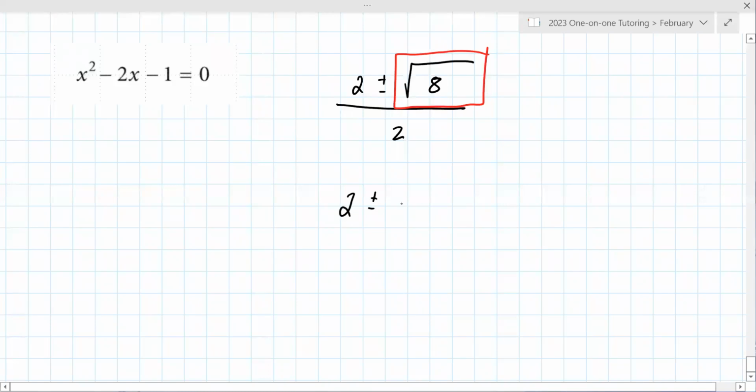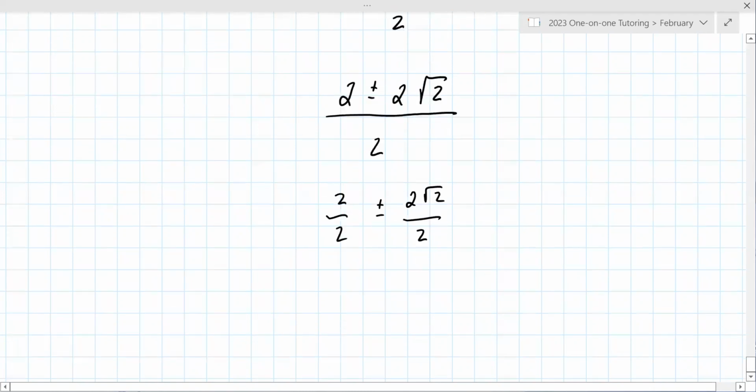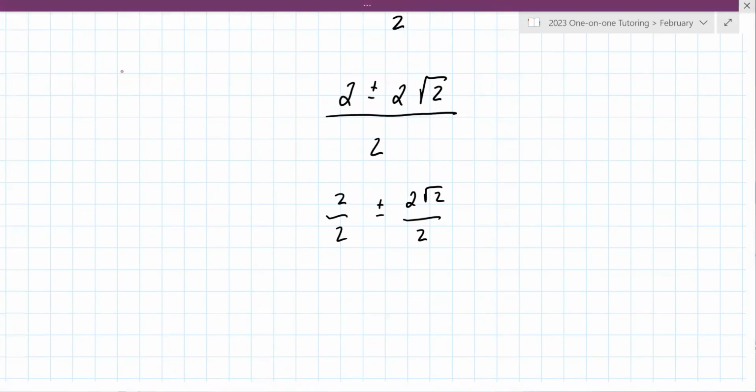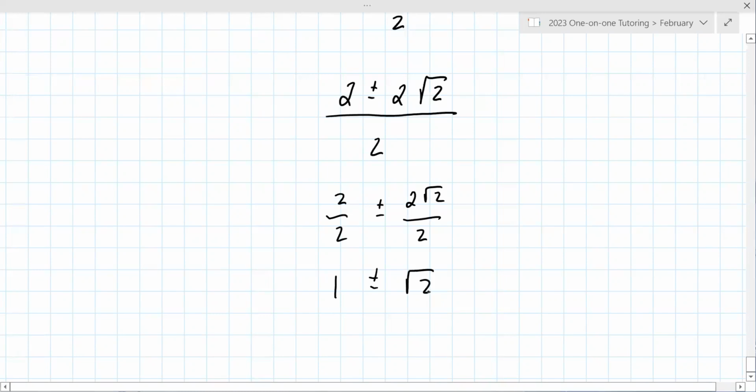2 plus or minus 2√2 over 2. Good. So to answer your question, you divide each of them by the 2. So this becomes 1 plus or minus the square root of 2. Okay. Now we're going to look at the full question together here.